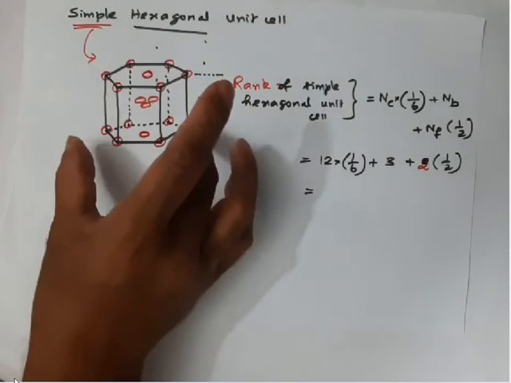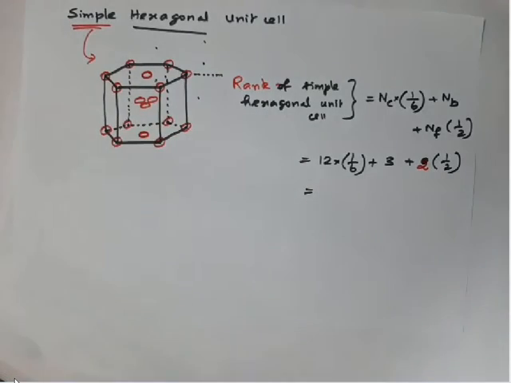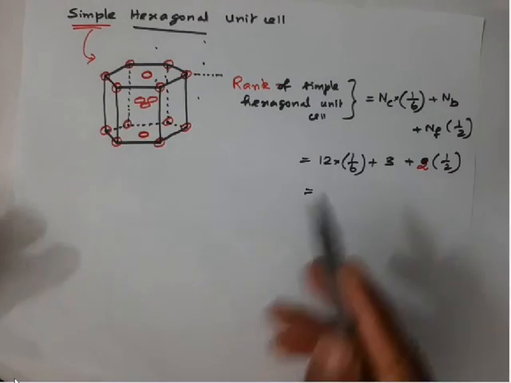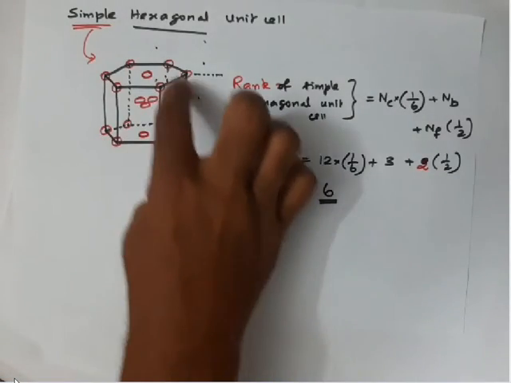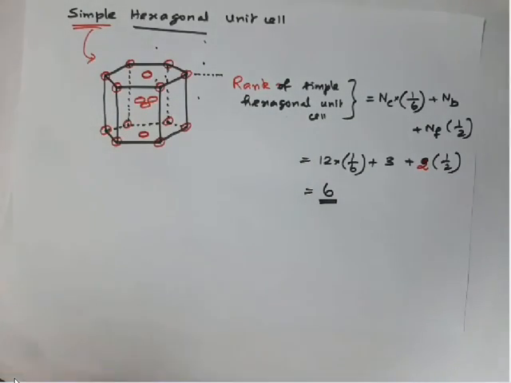Remember students, this is the simple hexagonal unit cell. 6, yes, 6 is the answer. Students, keep this in mind. This unit cell is called the simple hexagonal unit cell. Though the term looks simple, don't think that only corners are occupied.